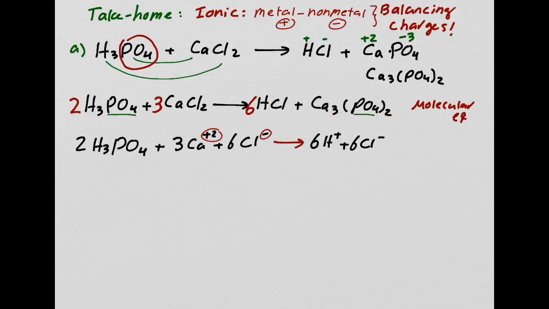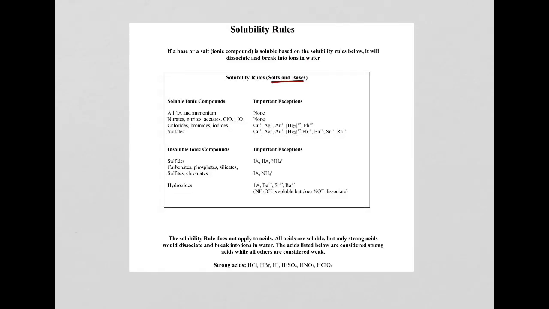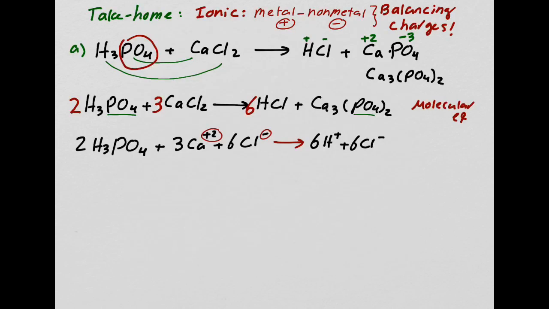Calcium phosphate, is that going to break up or not break up? Let's go over here. No rules for calcium. We have a rule for phosphate: carbonate, phosphate, silicate, sulfides, and chromates. They're insoluble except if they're next to one of these, which would make them soluble. Calcium is not in a 1A group, so this is going to be insoluble.